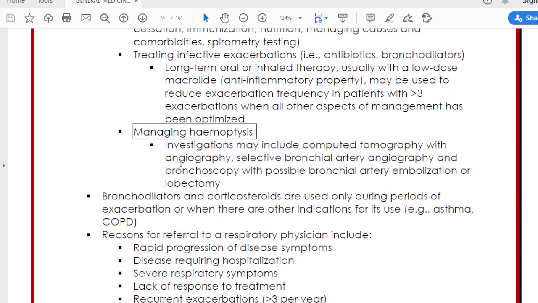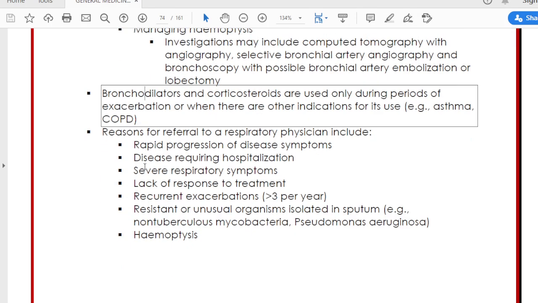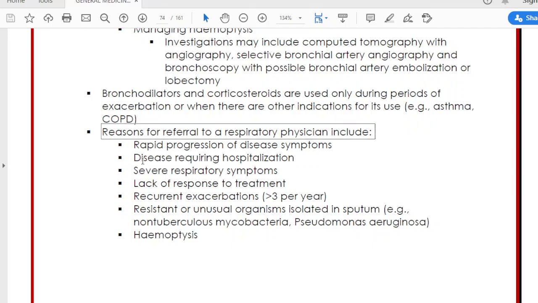Managing hemoptysis. Investigations may include computed tomography with angiography, selective bronchial artery angiography and bronchoscopy with possible bronchial artery embolization or lobectomy. Bronchodilators and corticosteroids are used only during periods of exacerbation or when there are other indications for their use, for example asthma, COPD.